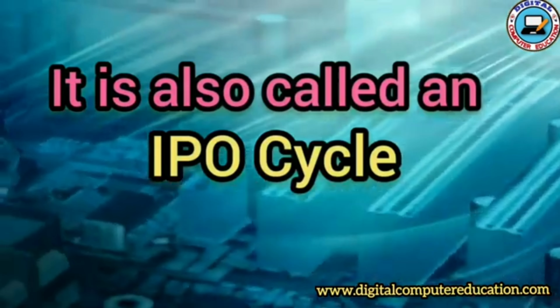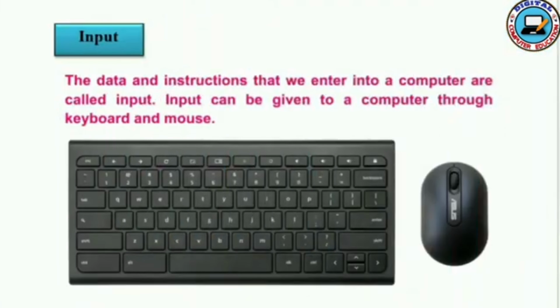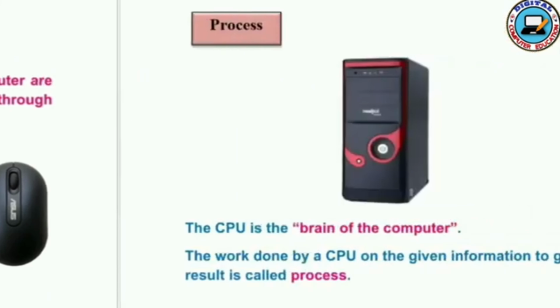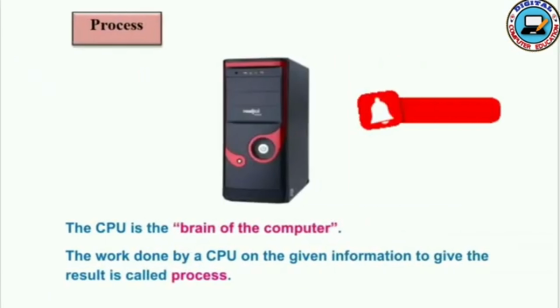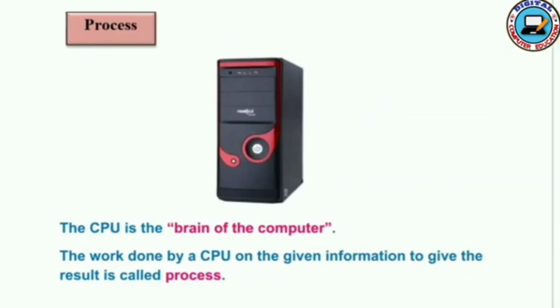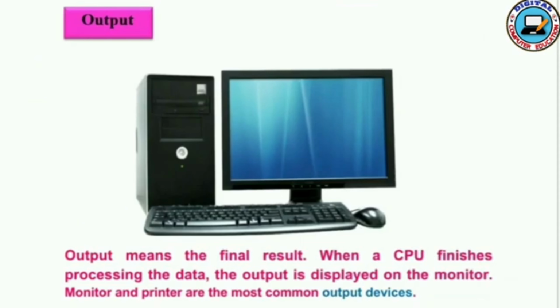Now let's understand what the input is. The data and instructions that we enter into a computer are called input. Input can be given to a computer through the keyboard and mouse. Next is process. The CPU is the brain of the computer. The work done by a CPU on the given information to give the result is called process. Then output. Output means the final result. When a CPU finishes processing the data, the output is displayed on the monitor. Monitor and printer are the most common output devices.